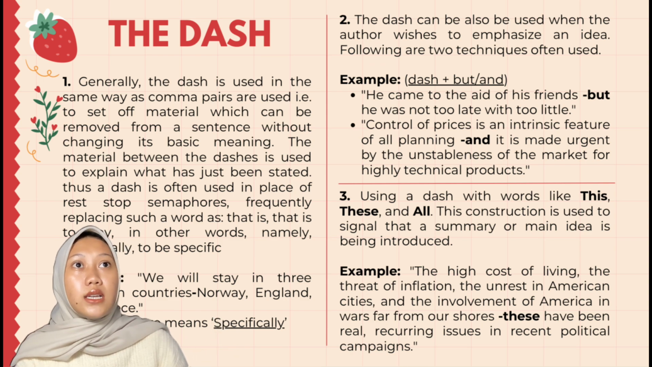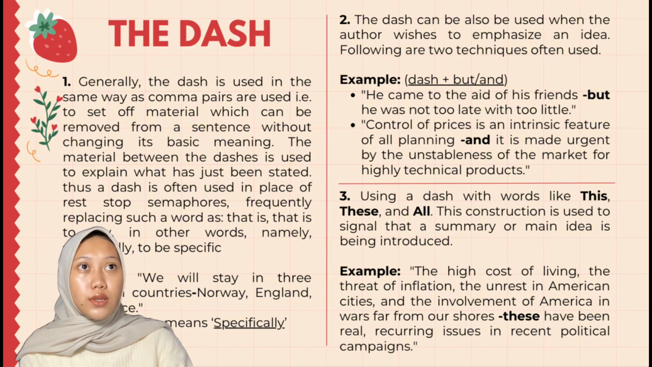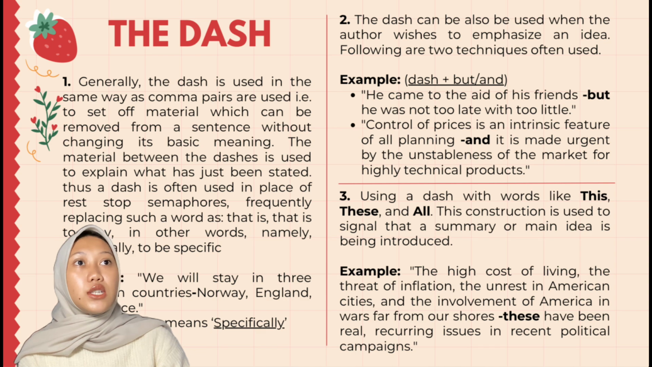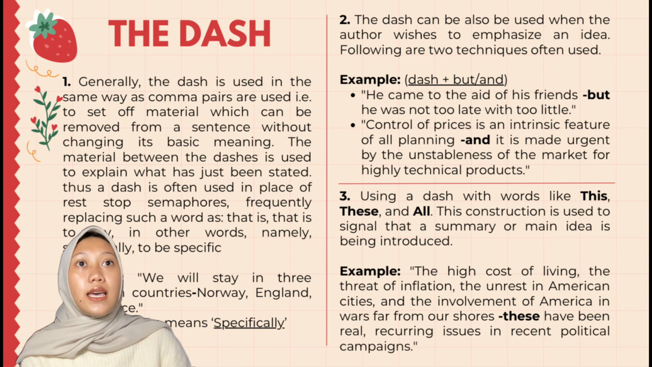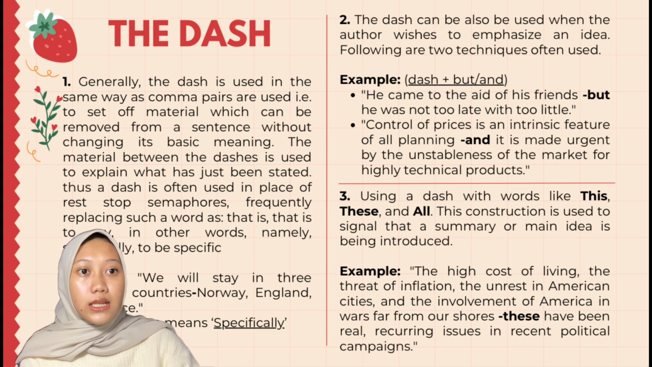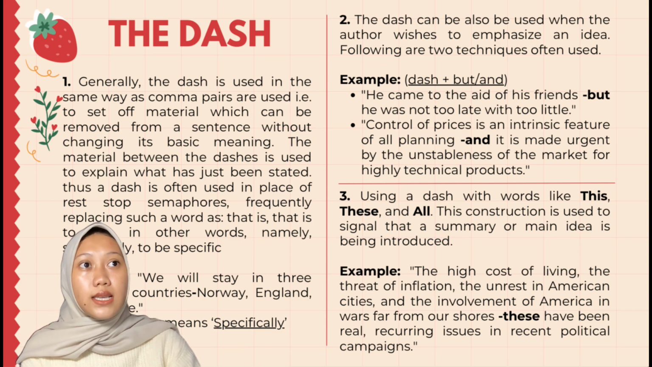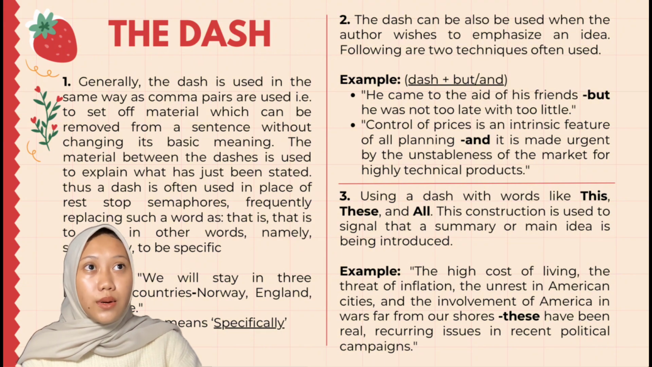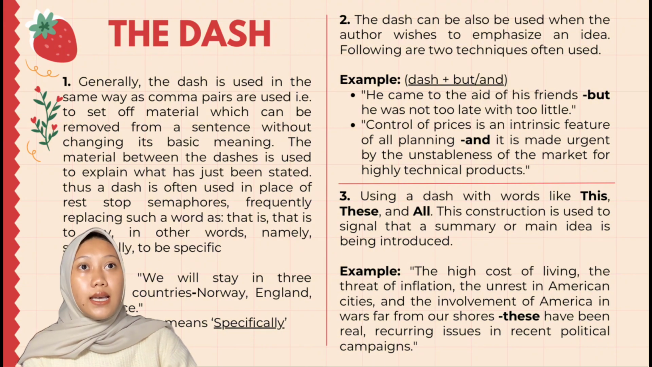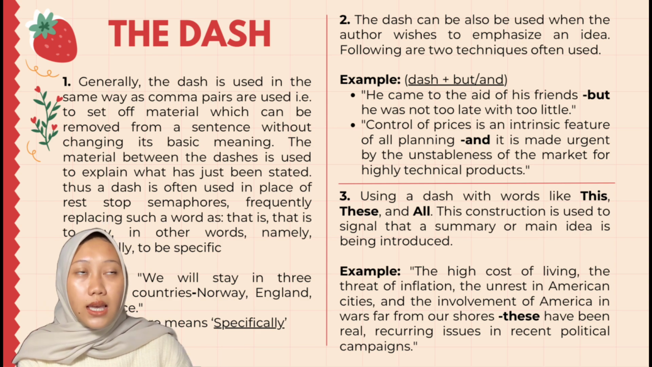Thus, a dash is often used in place of a colon or semicolon, frequently replacing such words as that is to say, in other words, namely, specifically, and to be specific. Example: we will stay in 3 European countries - Norway, England, and Greece. The dash here means specifically.